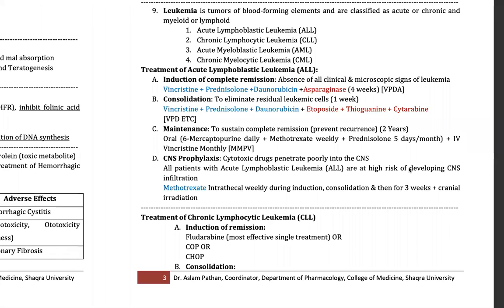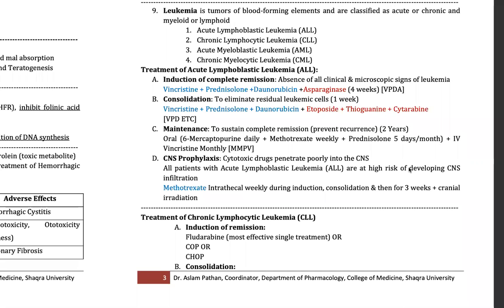I will again recall what we have seen till now, treatment of acute lymphoblastic leukemia. It is very important. There are four stages: induction of complete remission, means absence of all clinical and microscopic signs of leukemia; consolidation, to eliminate the residual leukemic cells; maintenance, to prevent the recurrence; and CNS prophylaxis, to prevent the neurological complications. The induction of complete remission is a 4 week therapy.